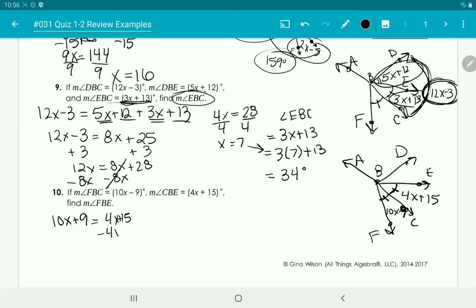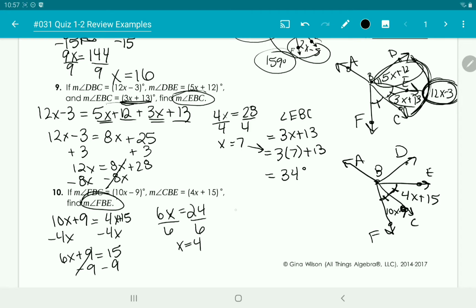So we'll subtract the 4x to the other side to get the x's on one side, giving us 6x minus 9 equals 15. Then we'll add the 9 to both sides, giving us that 6x is equal to 24. Then we can divide by 6 to give us that x is equal to 4. But it's not asking for x, it's asking for angle FBE.